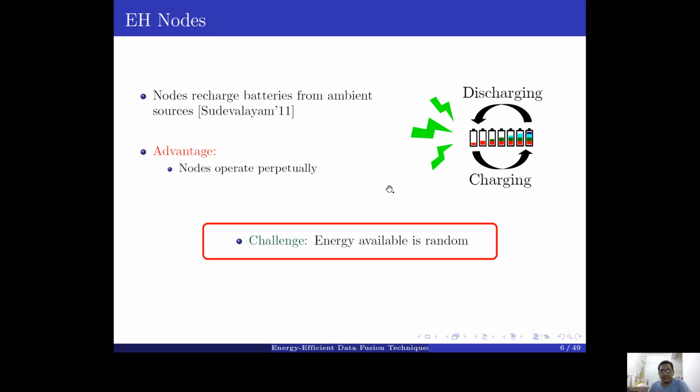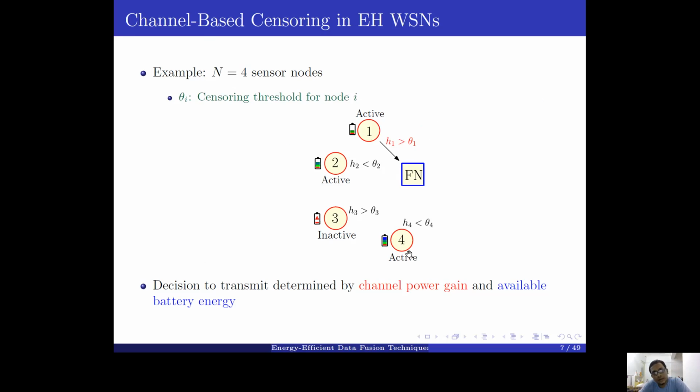However, as the energy available is random, the nodes can occasionally be unavailable due to lack of energy. Thus, randomness in the energy harvesting process creates a challenge in the design of such networks. Let's try to understand channel-based censoring in the context of energy harvesting wireless sensor networks.